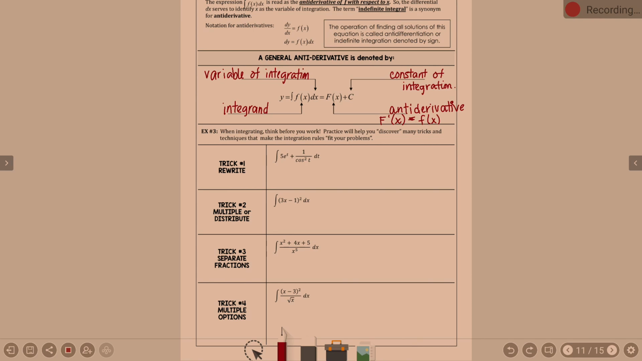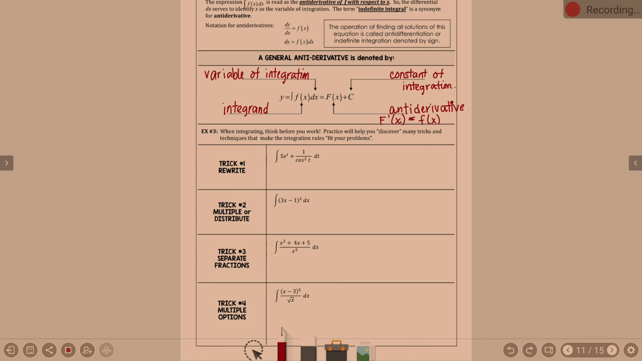When integrating, think before you work. Practice will help you discover many tricks and techniques to make the integration rules fit your problems. Like anything, the more you practice these, the better they're going to flow for you. Derivatives at one point, we had to really stop and think with our power rules. Not anymore. Integrals are going to be the same thing.